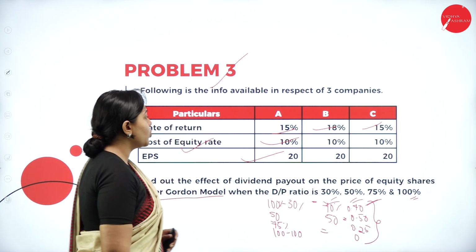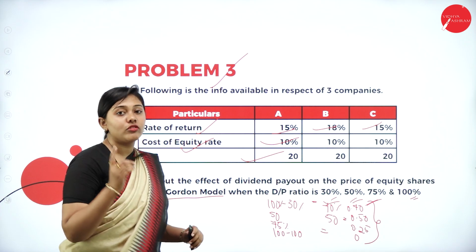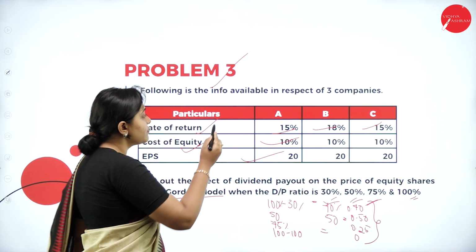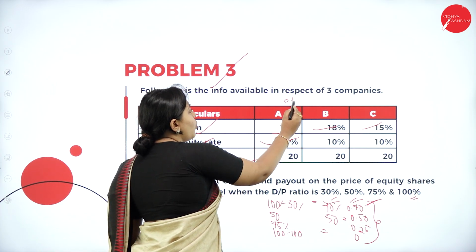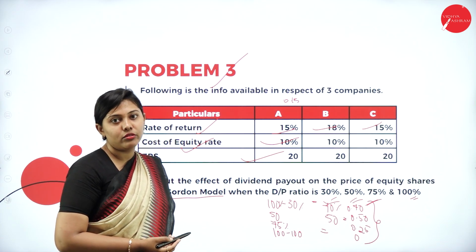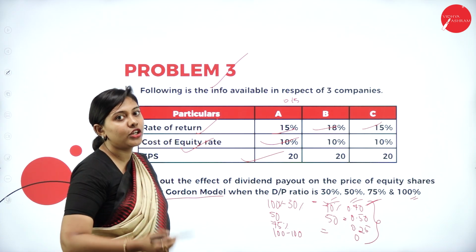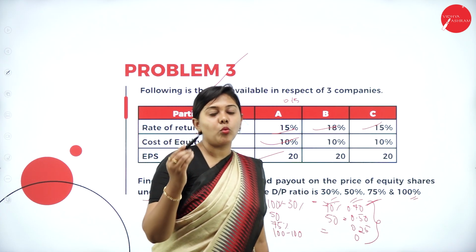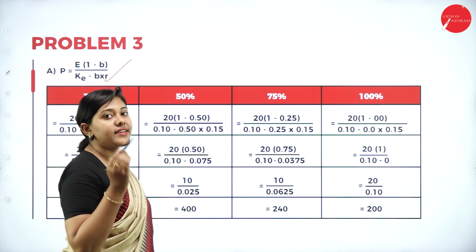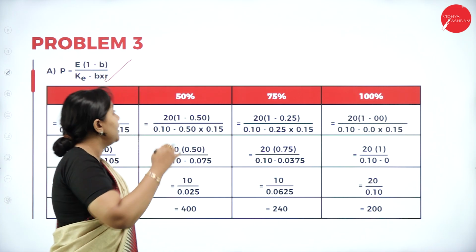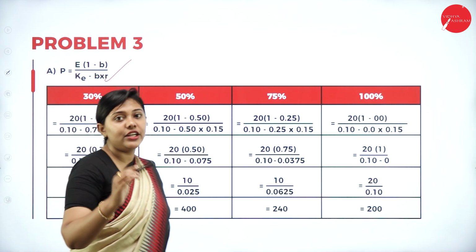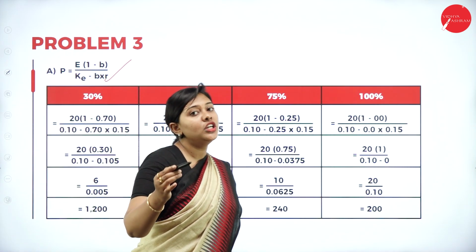The only change we have is the rate of return. So first case, A Limited, when the company's rate of return is 15%, that is 0.15, then what is the effect on the dividend payout ratio and what is the market price? We need to check as per Gordon's model. What is the formula? My dear students, the formula is P equals earnings into 1 minus B, divided by your equity capitalization rate minus B into R, retention ratio into rate of return.